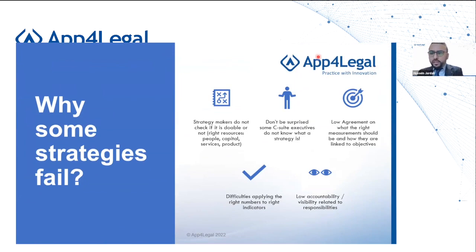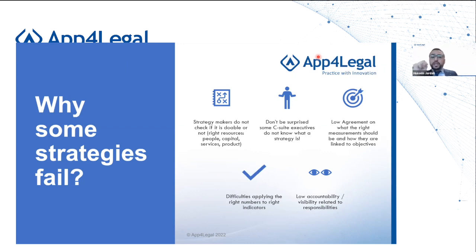So we know that there's an issue with the strategy. We start thinking about the strategy. Leadership start saying, we need to do this, we need to implement this, and they start taking actions, right? But most of the time, these actions are disconnected. And when these actions are disconnected, strategy becomes obsolete.